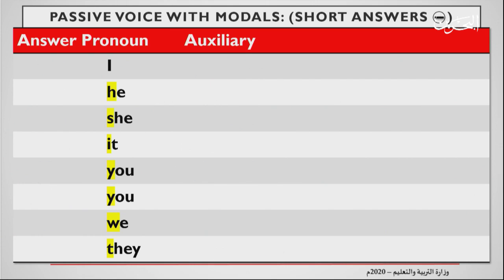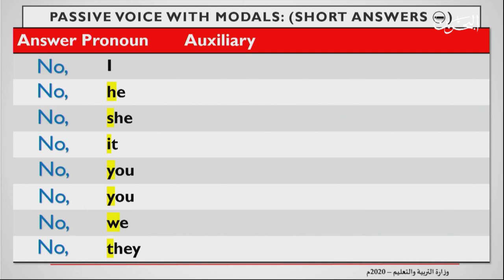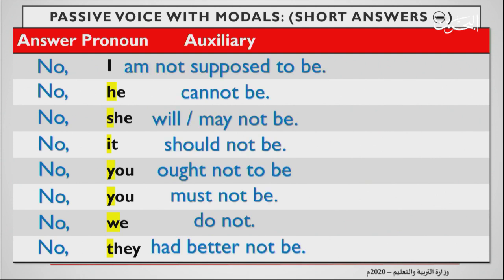The negative word we start with is no. You say no plus the comma. Do not forget the comma. And then the pronouns, and then the same as before. Say no, I am not supposed to be. No, he cannot be. No, she will not be or may not be. No, it should not be. No, you ought not to be. No, you must not be. No, we do not. No, they had better not be.